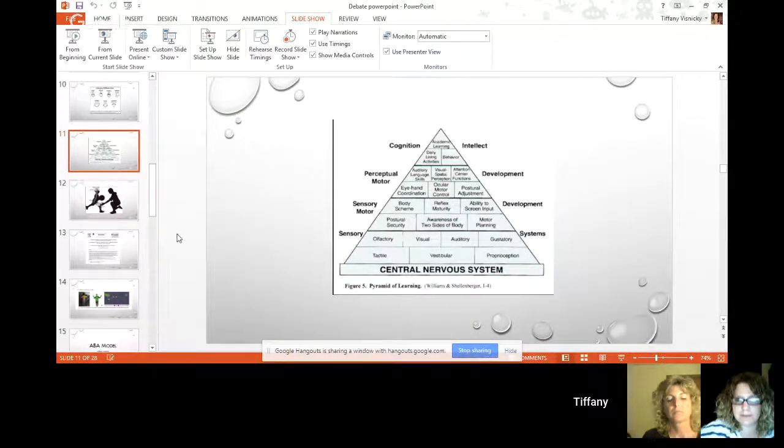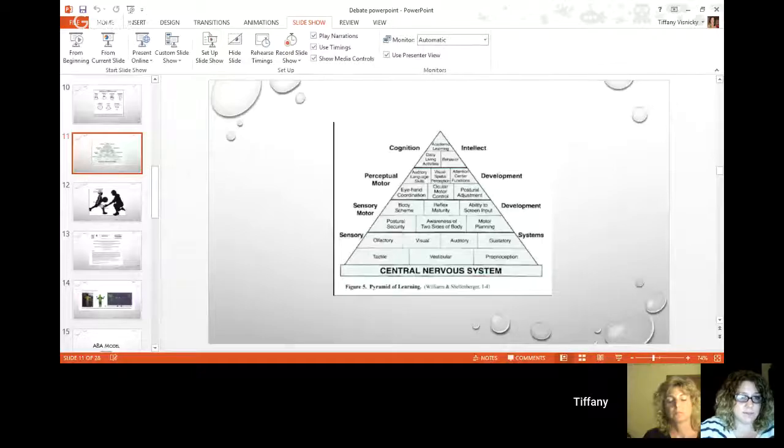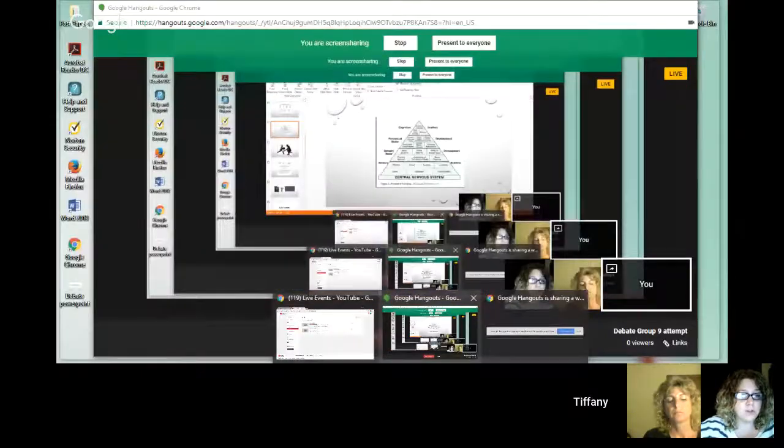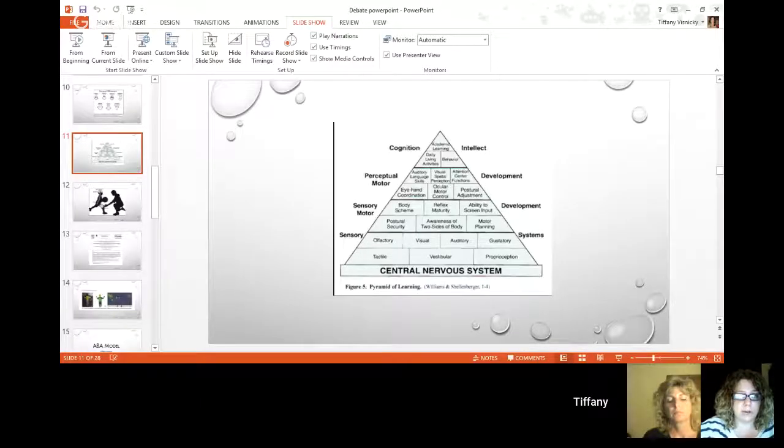So that's the foundation at the bottom. So with that, if you think about this, I'm reading my notes now, right? So I'm integrating two sides of my body to read this information. Now, it would be more difficult for me if I had deficits in some of my sensory processing in those lower domains on that learning pyramid.